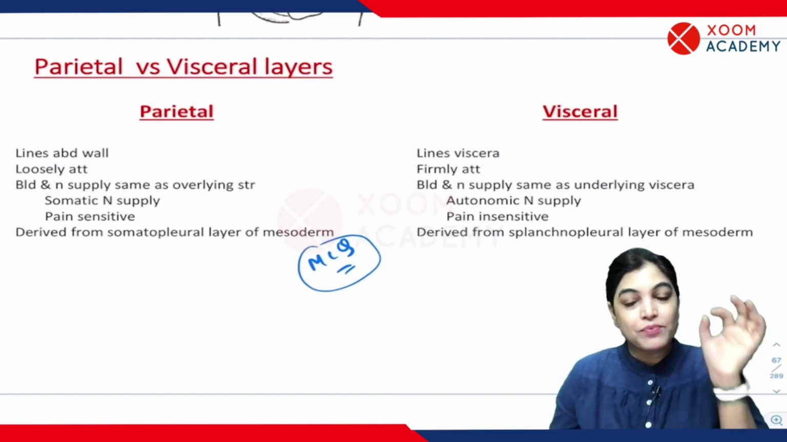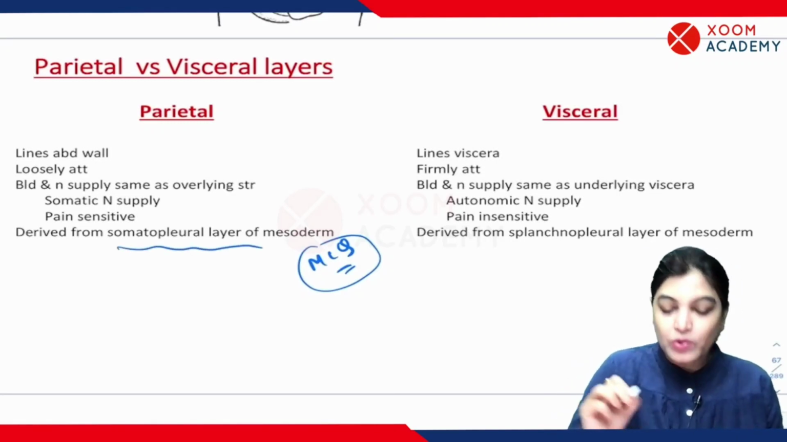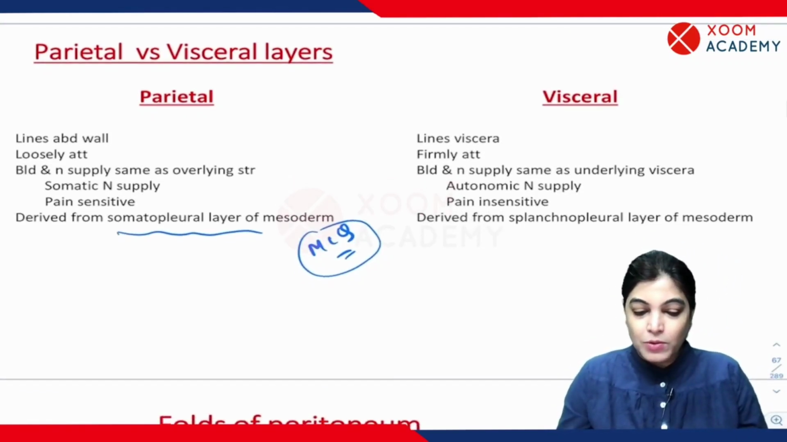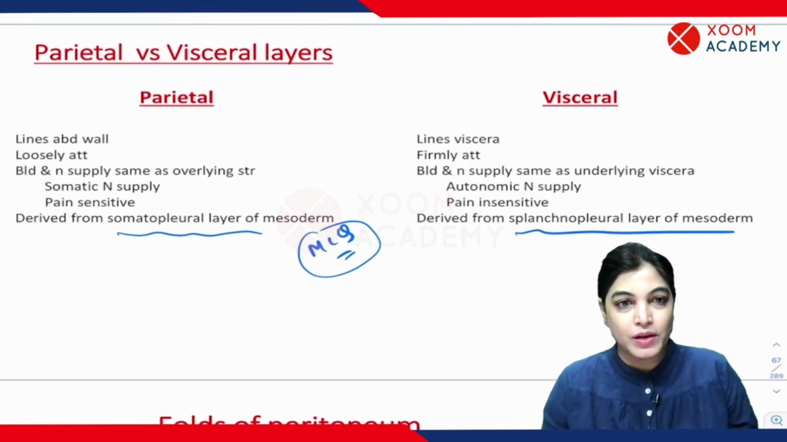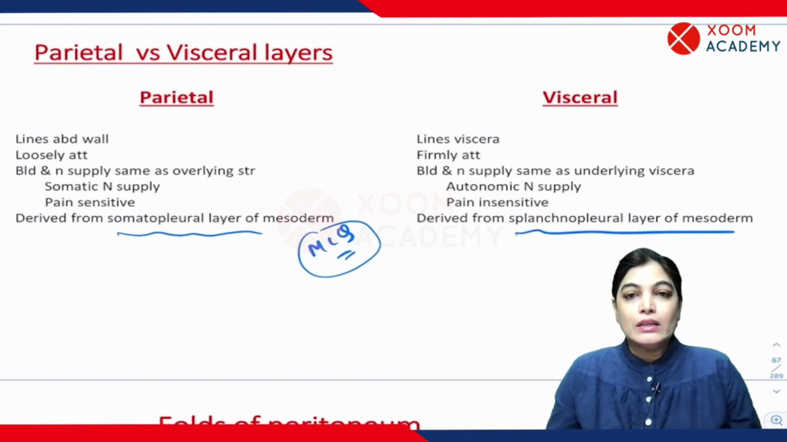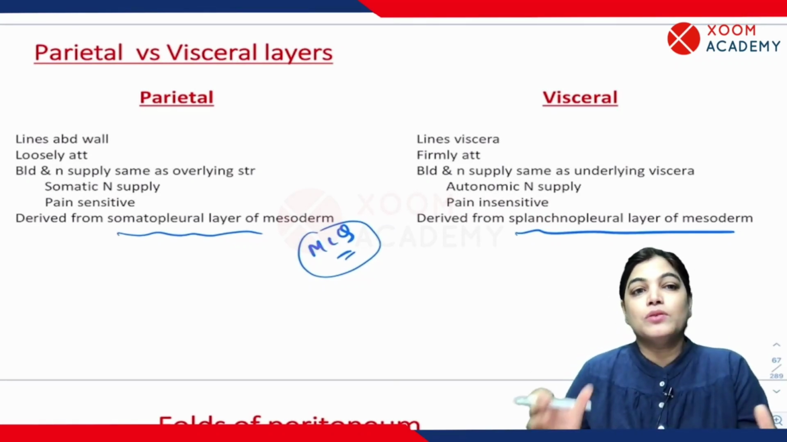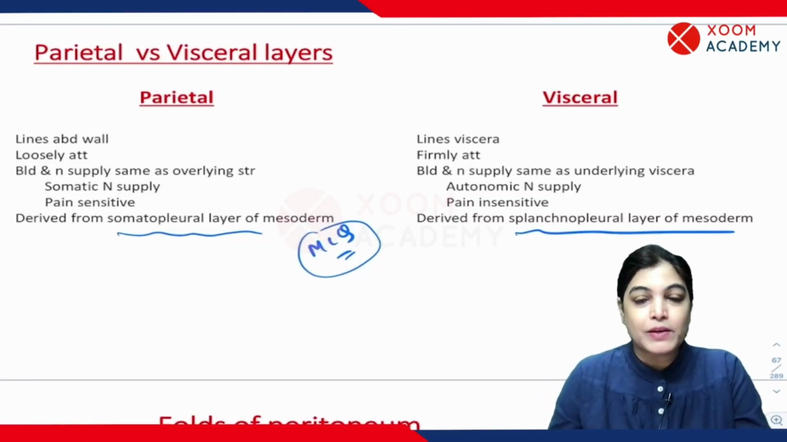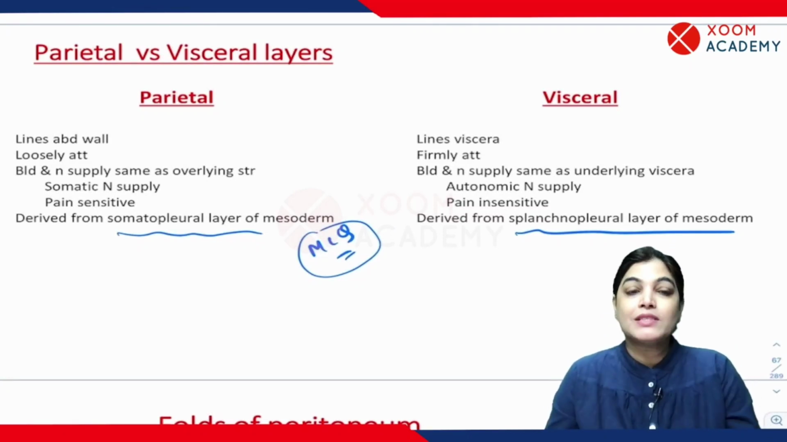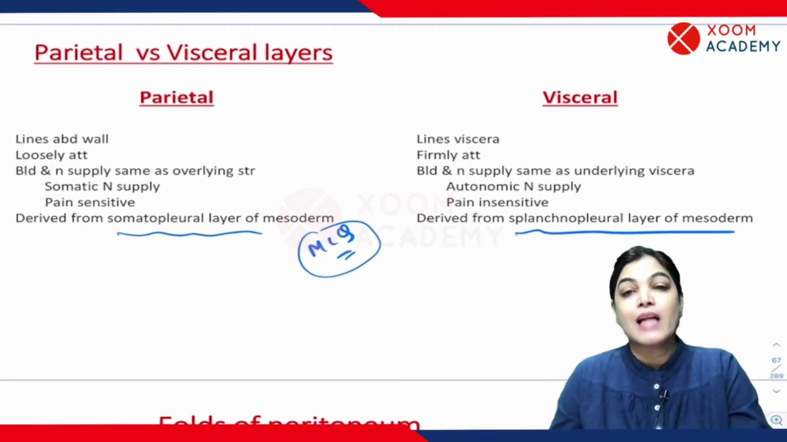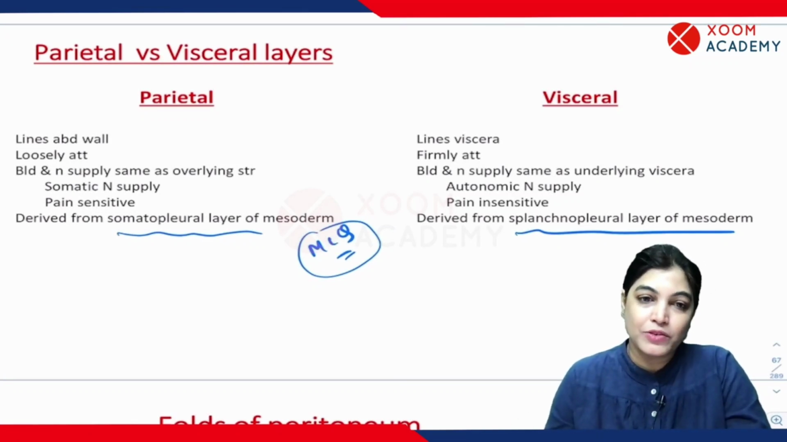embryological derivative. So, if I talk about the parietal peritoneum, it is derived from the somatopleuric layer of mesoderm, and if I talk about the visceral peritoneum, it is derived from the splanchnopleuric layer of the mesoderm. So, as I told you, it's easy to remove the parietal peritoneum as compared to the visceral peritoneum, and the space which contains the serous fluid and which is important for the lubrication of the organs is called the peritoneal cavity, in between the parietal and visceral layer of peritoneum.